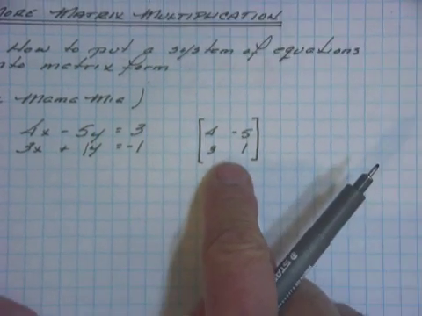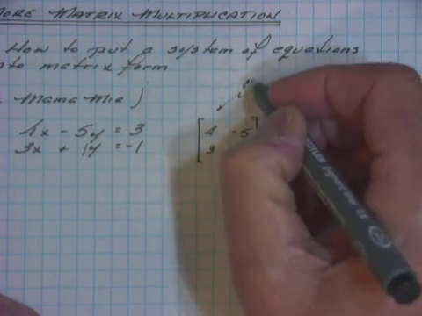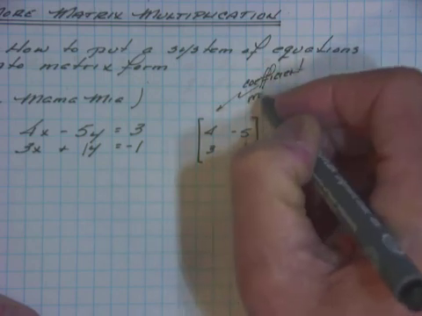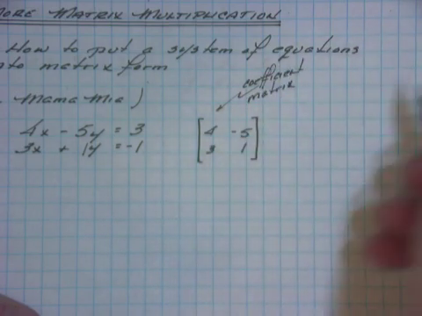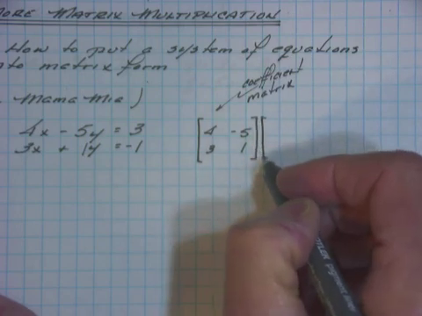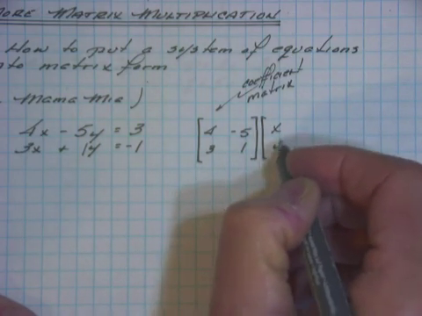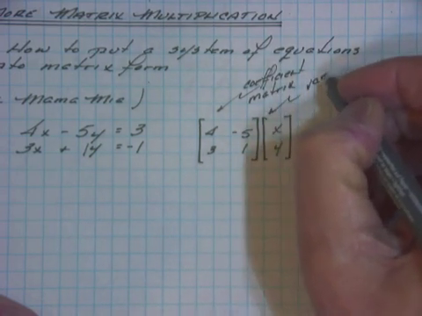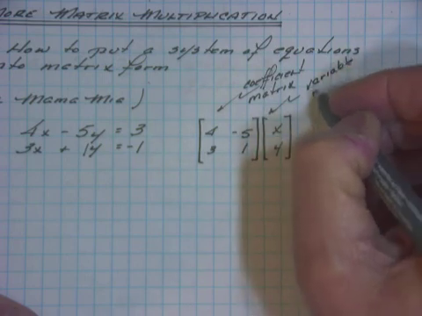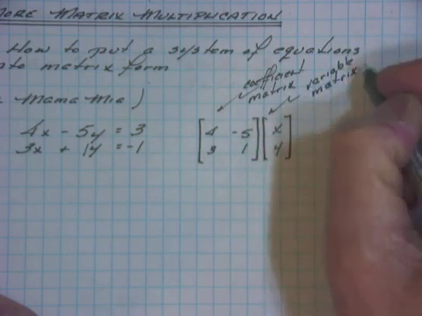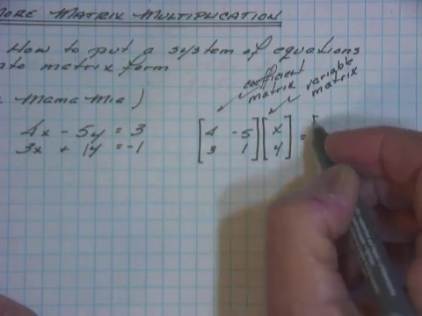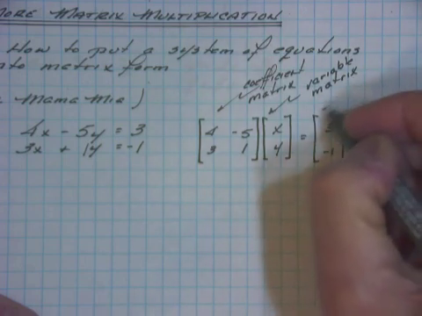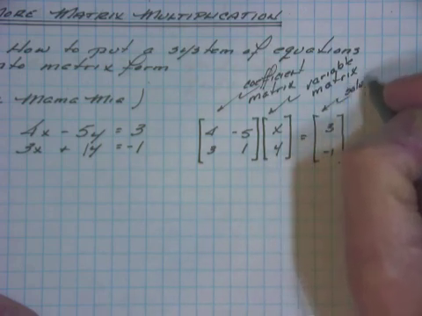So that's known as the coefficient matrix. Behind that are the variables x and y. So that's the variable matrix. Put your equal sign down, and then you put your solutions, and that's your solutions matrix.